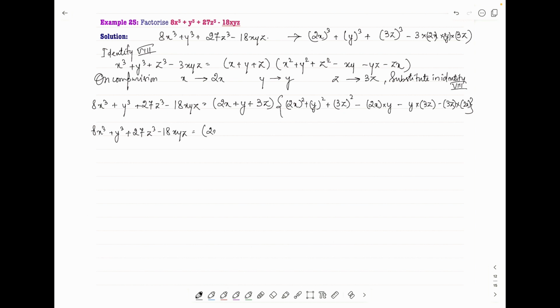So this whole thing, 8x cube plus y cube plus 27z cube minus 18xyz, can be written as 2x plus y plus 3z into, 2x whole square will become 4x square, y whole square will become y square, 3z whole square will become 9z square, 2x into y will become 2xy minus 2xy, minus y into 3z will become minus 3yz, and minus 3z into 2x will become minus 6zx. Got my point? So this is the factorization of 8x cube plus y cube plus 27z cube minus 18xyz.